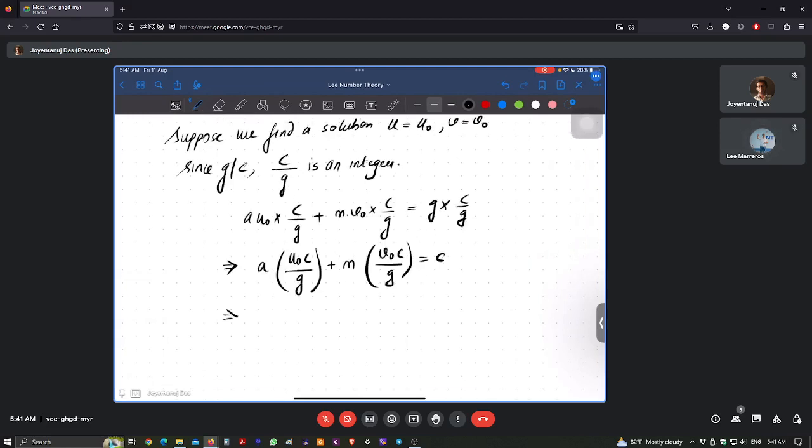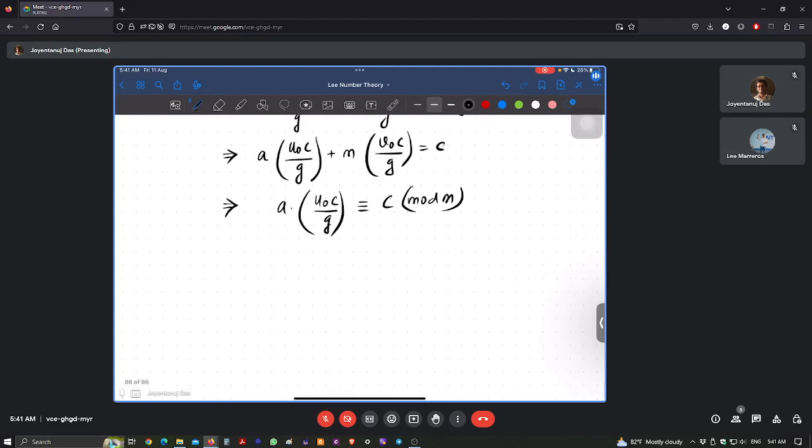So when I take modulo M, A times U0 C by G is congruent to C mod M, because the other part goes to 0, since I have a multiple of M. So this is our X. X is congruent to U0 times C by G modulo M. This is our solution to the linear congruence, right?